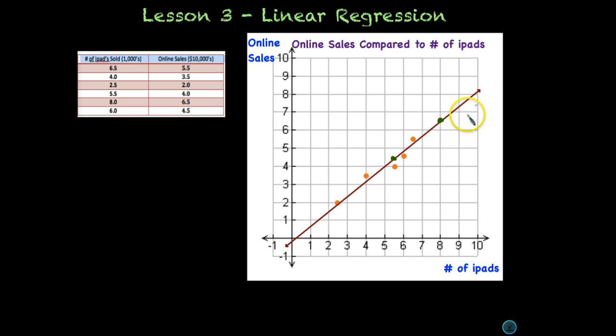Always when you do your dots, identify what you've used. This is at 8, 6.5. And this dot down here is at 5.5, 4.5.